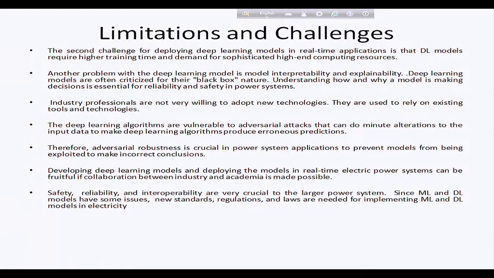Another important point is that, in real-time applications or real-time power system implementation, I think the collaboration between industry and academia is necessary, because industry knows the power system and academics sometimes do research. Both groups should come together and sit together to find the solution. Then only it can be fruitful. Otherwise, I'm not sure.